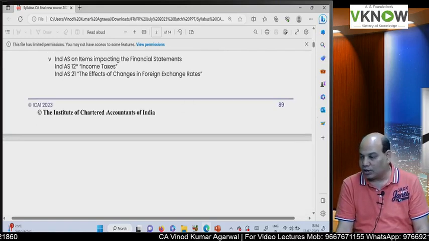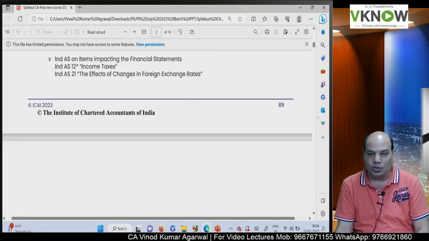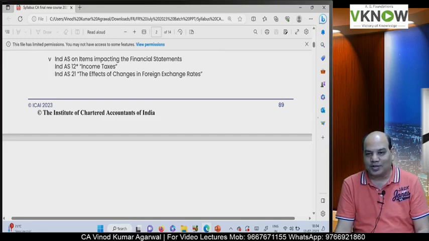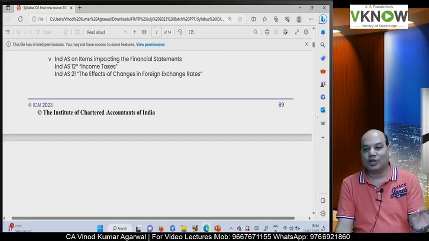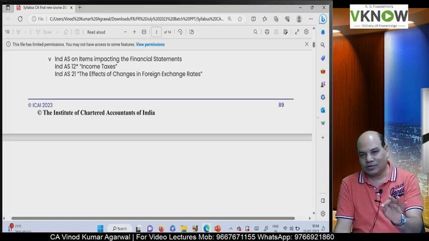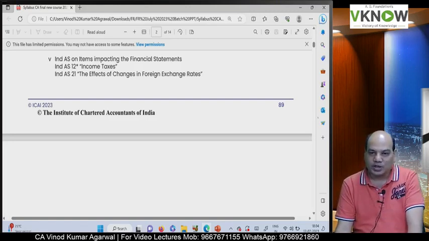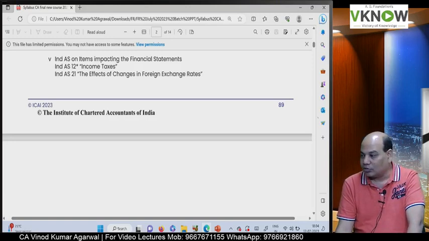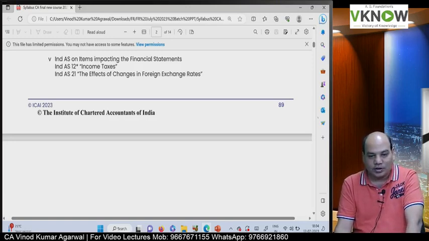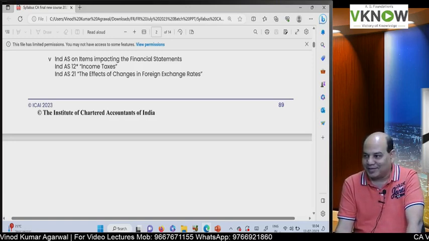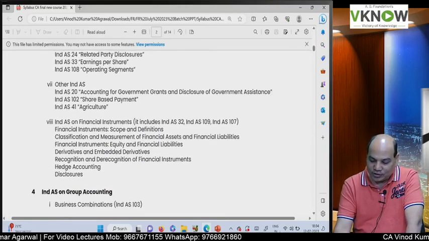Then Ind AS on items impacting the financial statements, like Ind AS 12, which is income tax, but not the direct taxes which you learn. It is how to do the accounting of income tax in the books of account and its presentation. Ind AS 21, your favorite standard, the intermediate AS 11 you have studied, effect of changes in foreign exchange rates.